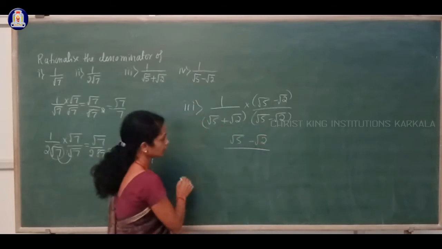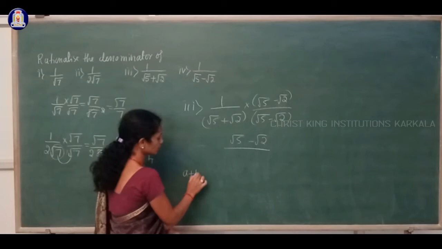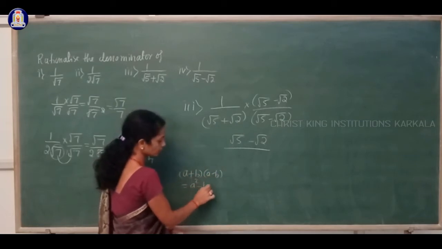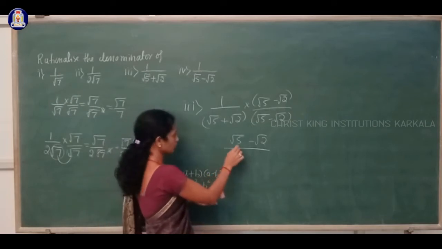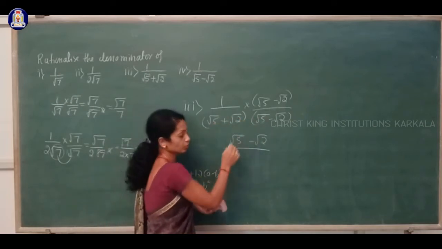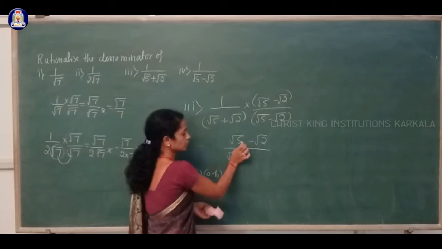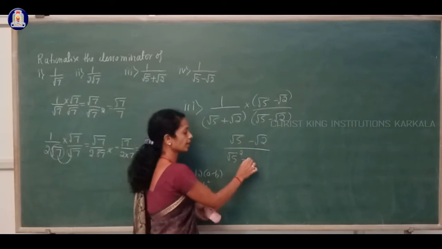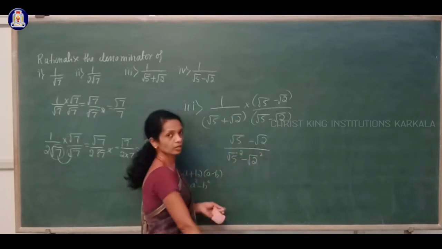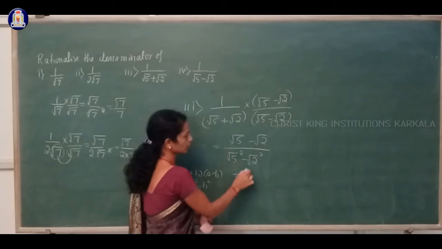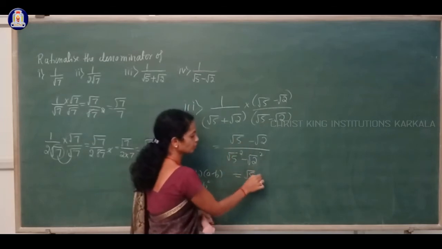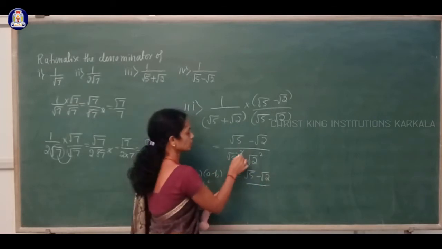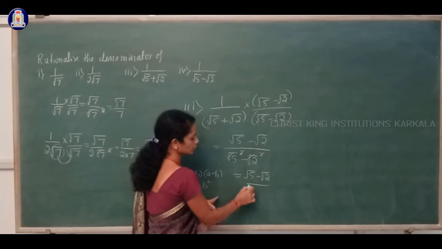Here you can see the a plus b into a minus b form. What is a plus b into a minus b? That is equal to a square minus b square. So here, root 5 plus root 2 into root 5 minus root 2: a is root 5, b is root 2. a square minus b square, root 5 square minus root 2 square. The numerator we can't simplify further, so you write it as it is, root 5 minus root 2 divided by root 5 square minus root 2 square. Here the square and square root cancel, 5 minus 2.